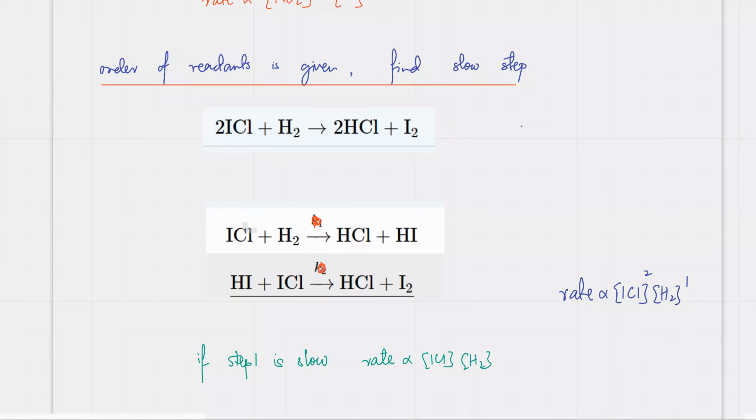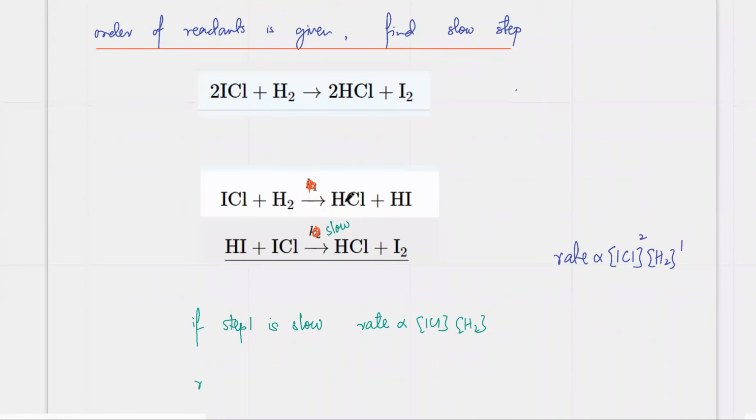So we're going to cut that out, and we're going to assume now, what if step number 2 is the slow step? Then what's going to happen? Then rate depends on HI and ICL. So rate depends on HI concentration and ICL concentration, but this HI is actually made in the previous step. And the concentration of HI is dependent on the concentration of H2 and ICL. So instead of rate depending on HI concentration, it actually indirectly depends on the concentration of H2 and ICL.